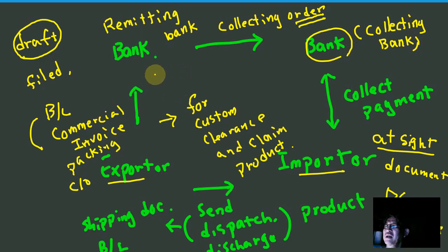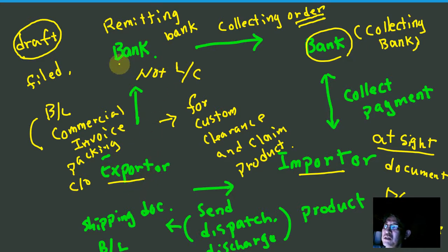Okay, and then he will return the money to the exporter. In this case, the reason why the remitting bank, after receiving payment from the collecting bank, will send it to the exporter is that this is not letter of credit based. In the case of not being letter of credit based, the bank has no obligation to pay in advance to the exporter.